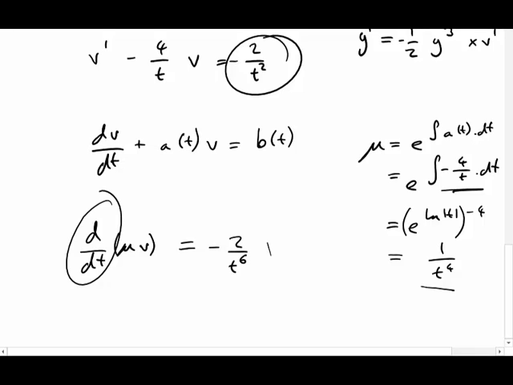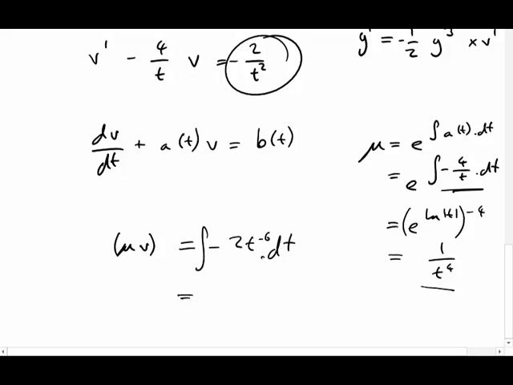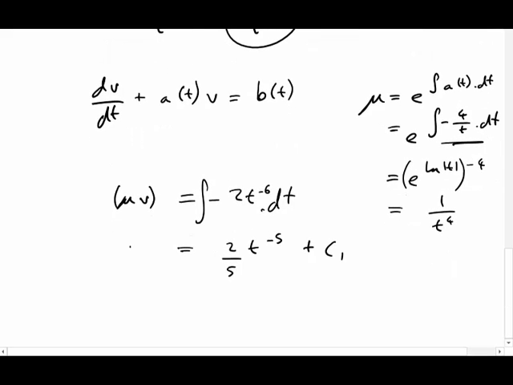So if the derivative of that is equal to minus t to the power minus 2 over t to the power of 6, then therefore this mu v must equal the integral of this. Well, the integral of this is technically minus 2t to the minus 6. Raise the power by 1, so it goes to t to the minus 5, and divide by that new power. So divide by minus 5, and I've already got a minus 2 sitting there. The minuses cancel, and don't forget your constants. So I'm going to say plus C1, because I don't know how many constants we're going to end up with. So this is what mu v is equal to.